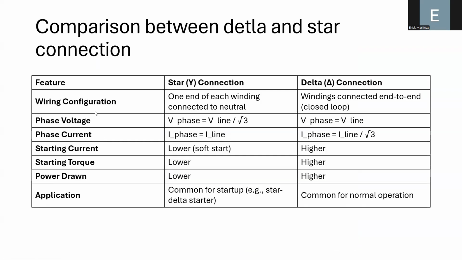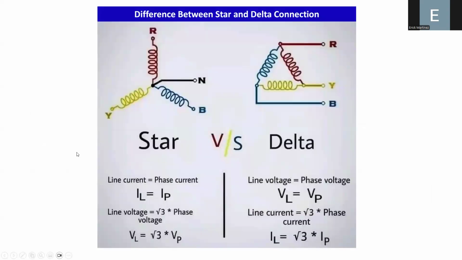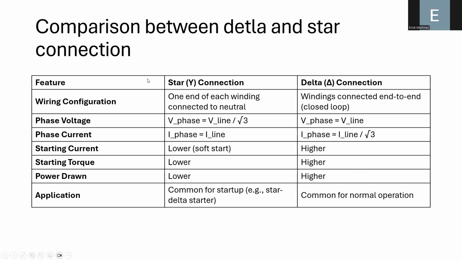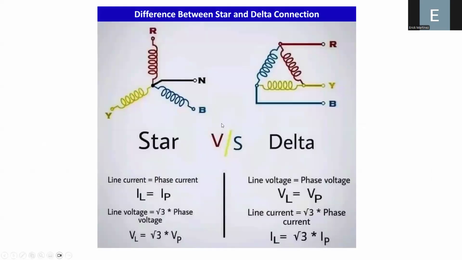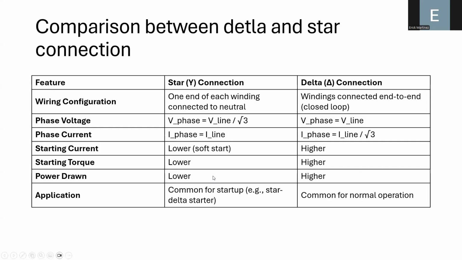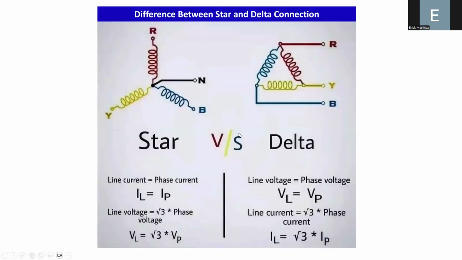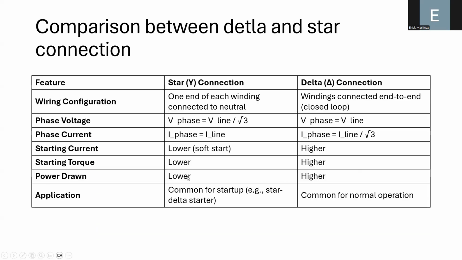So what else do we need to explain? This is basically a summary of using a star or delta connection. In the case of the star connection, the wiring configuration is that one end of each winding is connected to a neutral. If we go back a little bit, you can see that here we have a neutral connection. In the case of the delta, we don't have the neutral. The phase voltage has the same relationship that we described in this slide, and the phase current is also described in this slide.